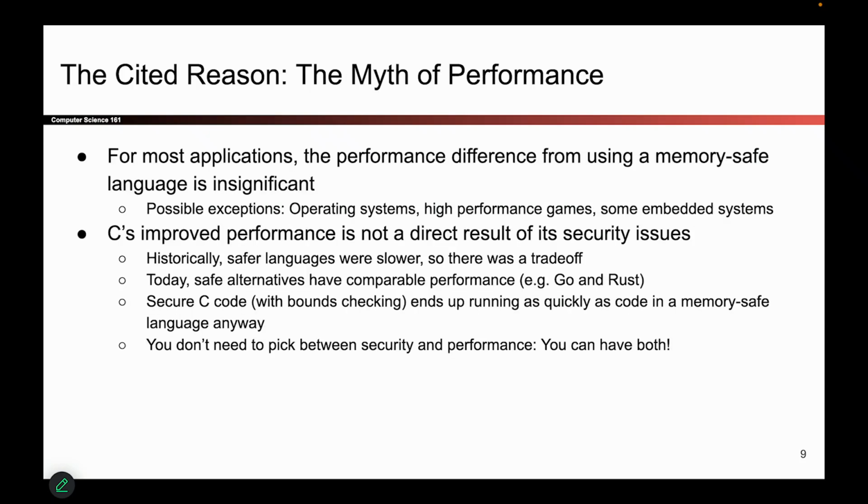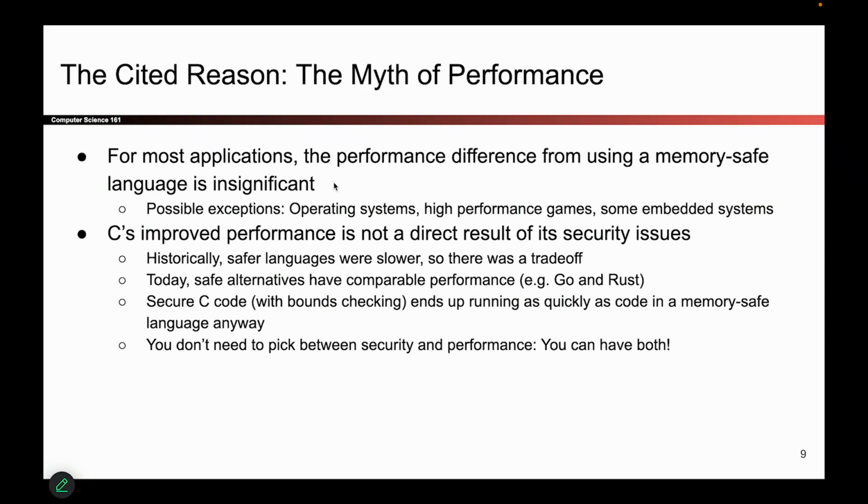So first we called it performance, but really it's kind of a myth. This is our argument for why performance is not really that big of a reason. If you think about your everyday programming experience, writing code for assignments, for work, for, I would say, 99% of applications, the difference between using something like Java and something like C is not really noticeable.